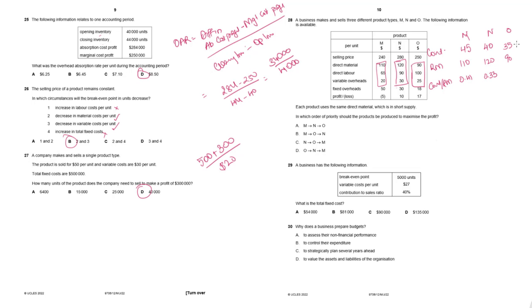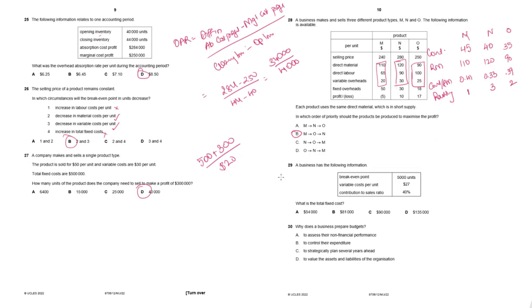35 divided by 90, which is 0.39. Then we are going to give ranking. Since N is highest contribution per dollar of raw material spent, 1, O is second and N is third. So this is the ranking, and accordingly we'll have to choose our options. So we have M first, O second, and N third.